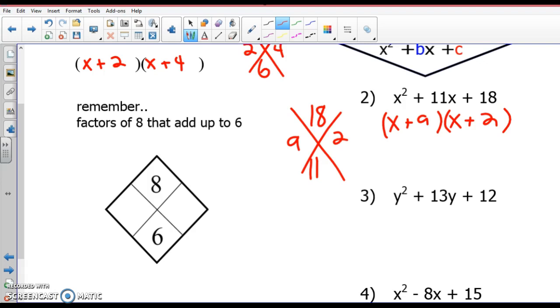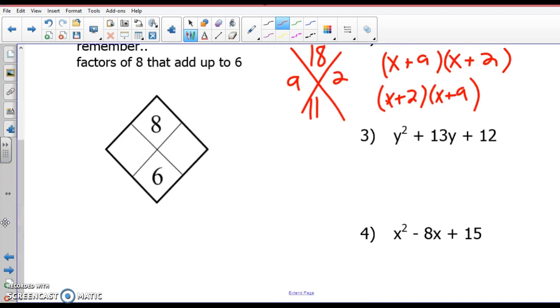How can I check that? Do FOIL. Okay, so first, x squared. Outers are 2x, inners are 9x, 2x and 9x is 11x, and last are 18. Done. Yes. Now, if you have this, same exact thing, order does not matter. Signs matter.